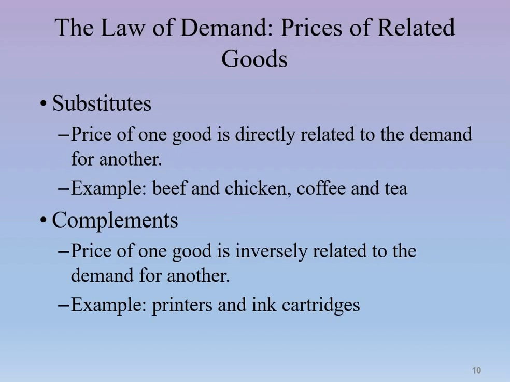There are substitutes. The price of one good is directly related to the demand for another. For example, beef and chicken, coffee and tea. Complements: the price of one good is inversely related to the demand of another. So for example, printers and ink cartridges are complements.